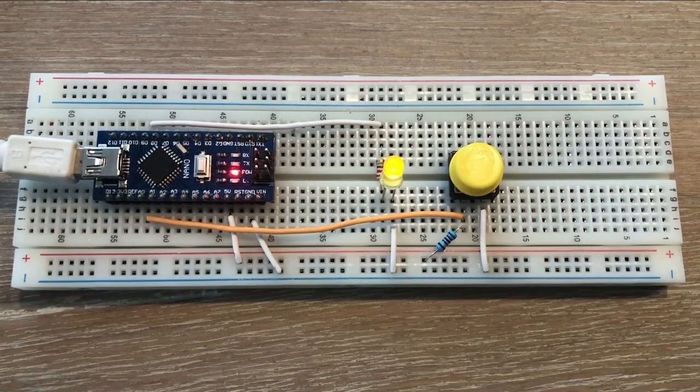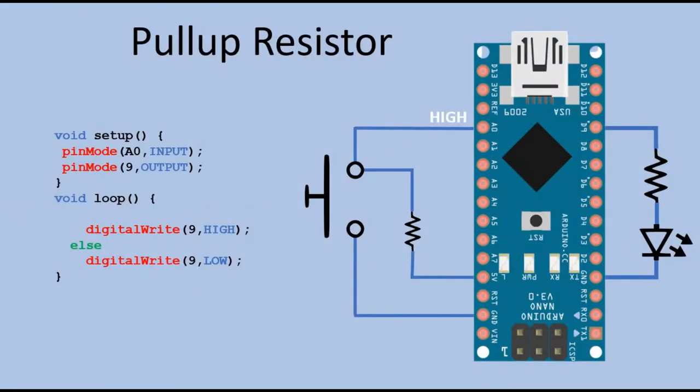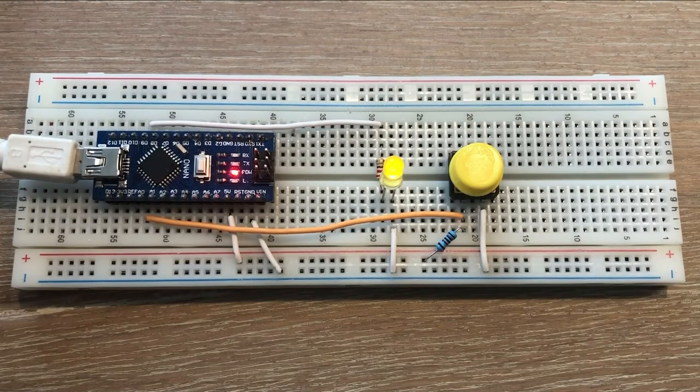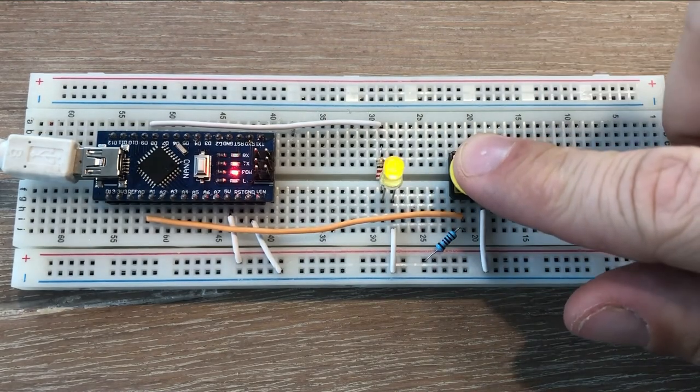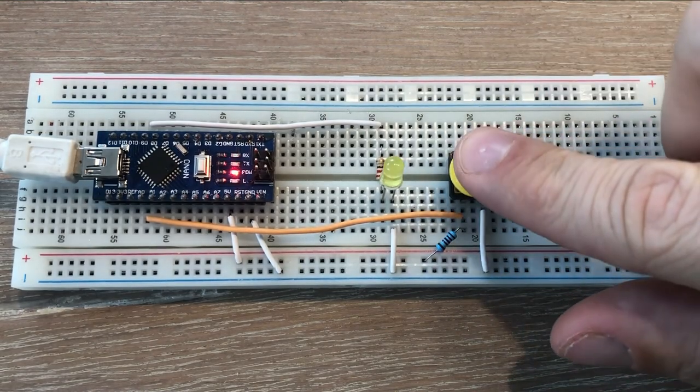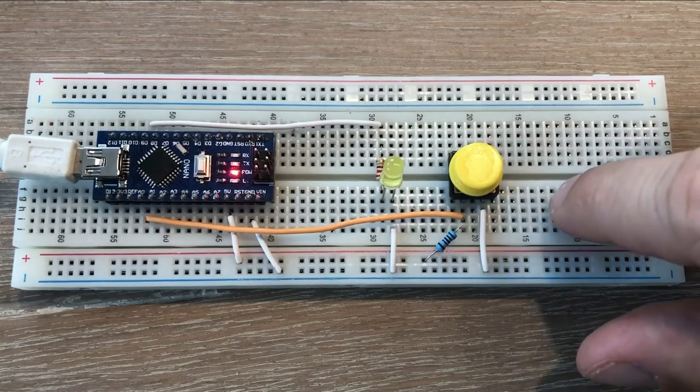The only thing you have to do is to change the if statement in the code. Now we will send a high signal to pin 9 when we detect a low signal at the A0 pin, and a low signal when pin A0 reports high. Let's reload the code and see the result. Perfect.